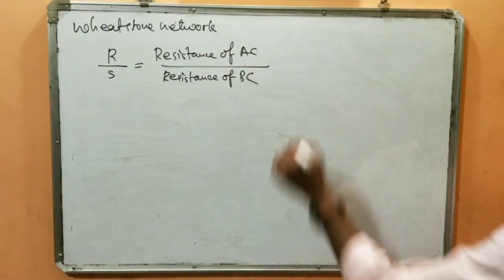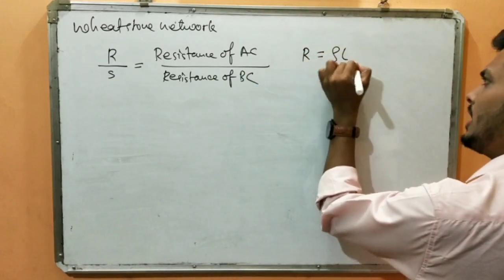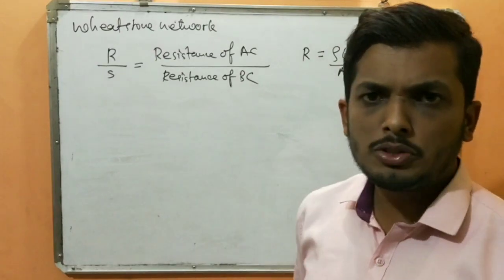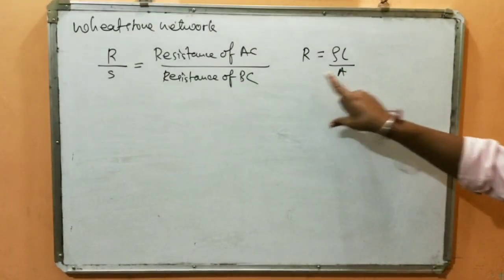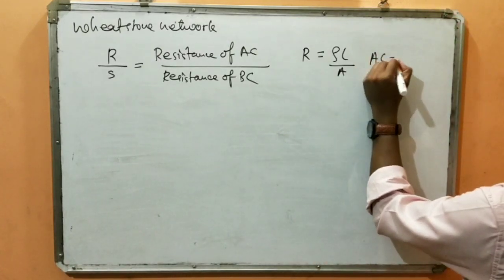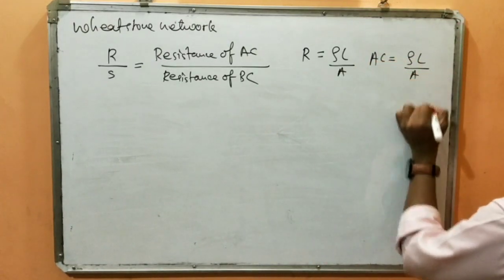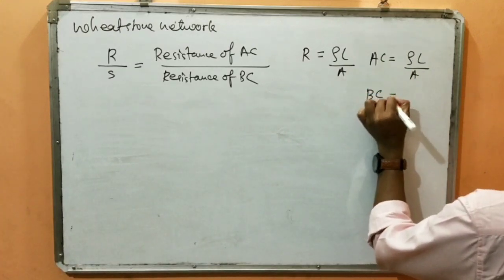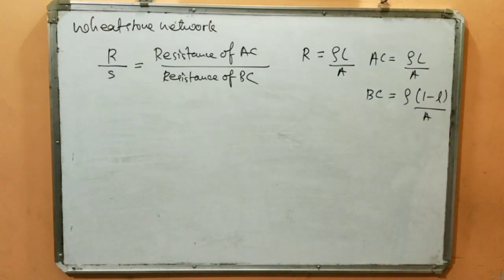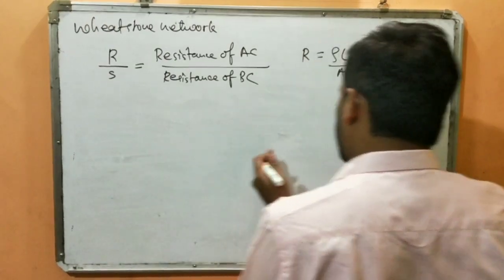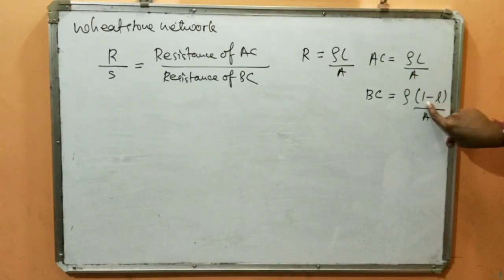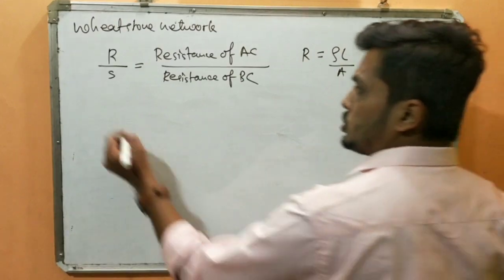And you know that resistance R equals rho L by A. All of you should know this thing, maybe from the second or third lecture. Resistance is rho L by A. So for AC, it is rho L by A. And for BC, it is rho (1 minus L) by A. AC was L, the remaining part was 1 minus L. So this much length has been reduced, so obviously there would be a change in resistance.